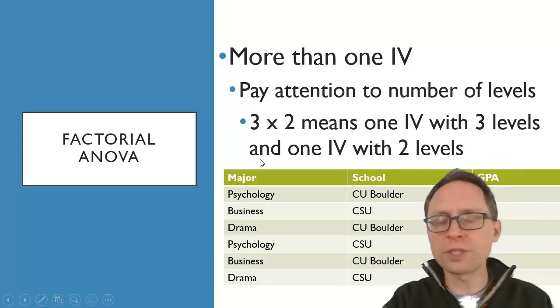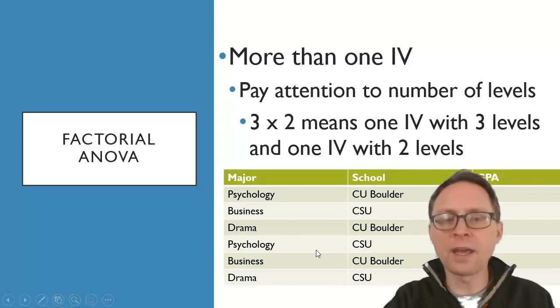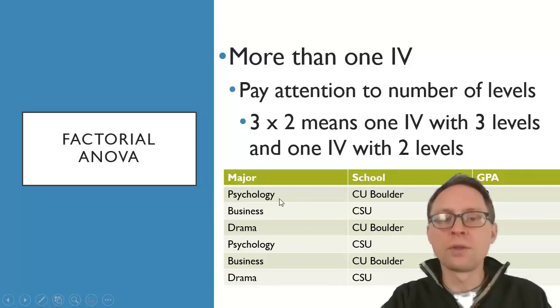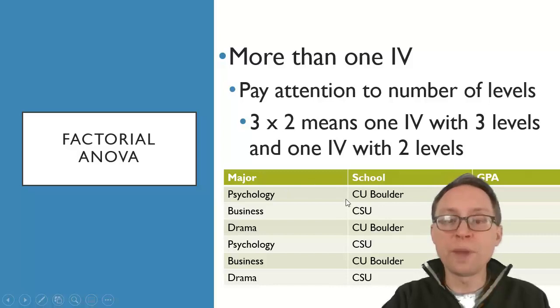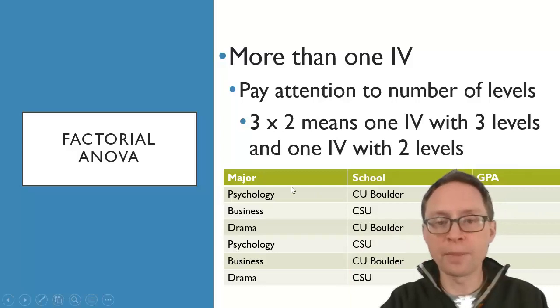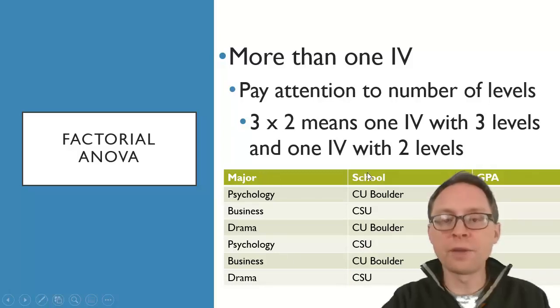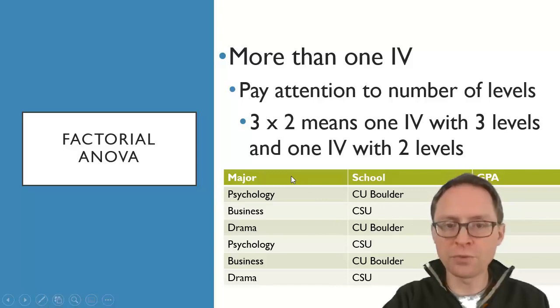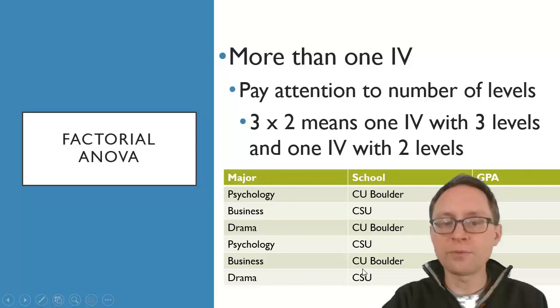When we're looking at this, for example, let's take a look at these data that I have in front of us. Let's say that I thought that your major affects your GPA, but I also think that that kind of depends on what school you go to. So I think both major and school interact to affect GPA. That means that major is an independent variable, school is an independent variable, and GPA is the dependent variable. A factor is an independent variable. For example, major would be one of the factors. School would be a separate factor.